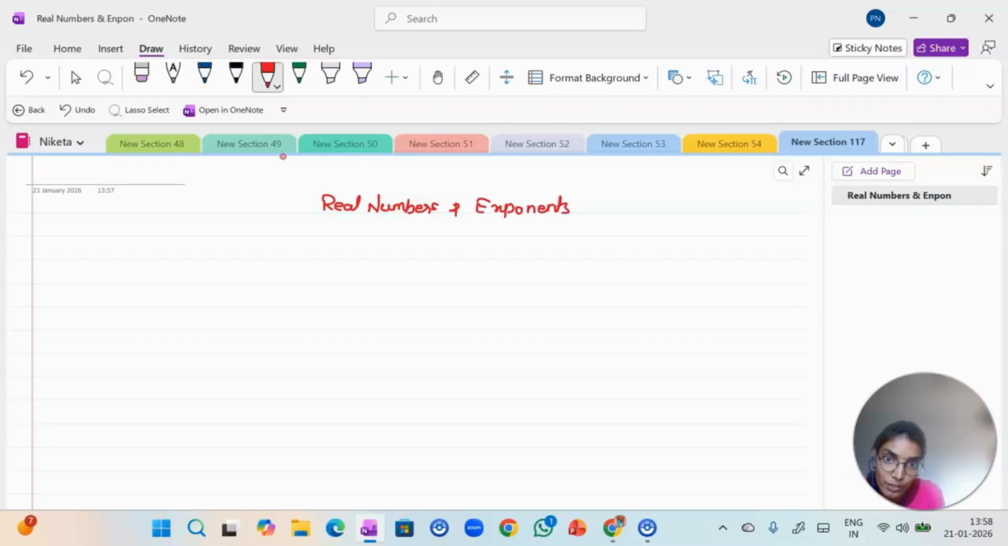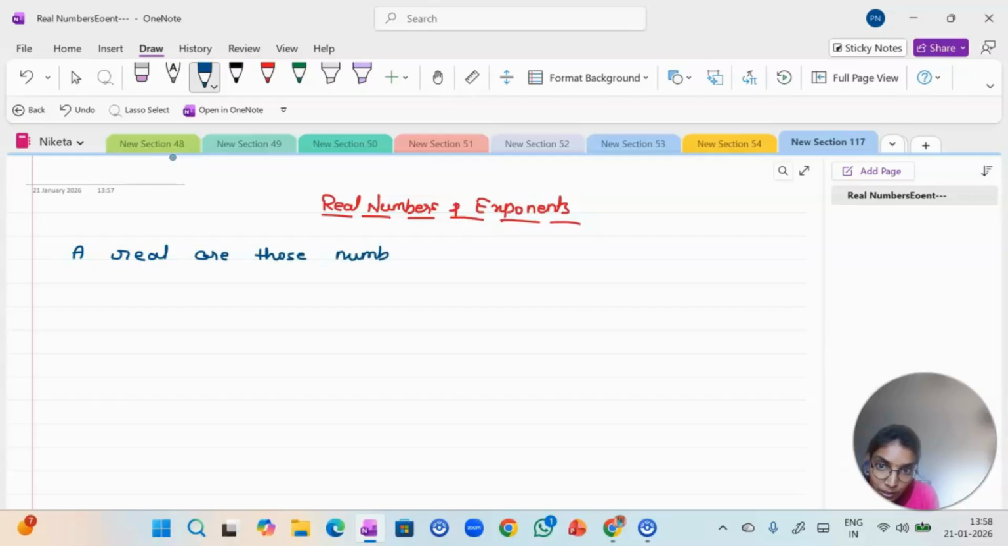So first of all, let's start with real numbers. What are real numbers? A real number is a number that can be located on a number line. So any number that we can locate on a number line is called a real number.